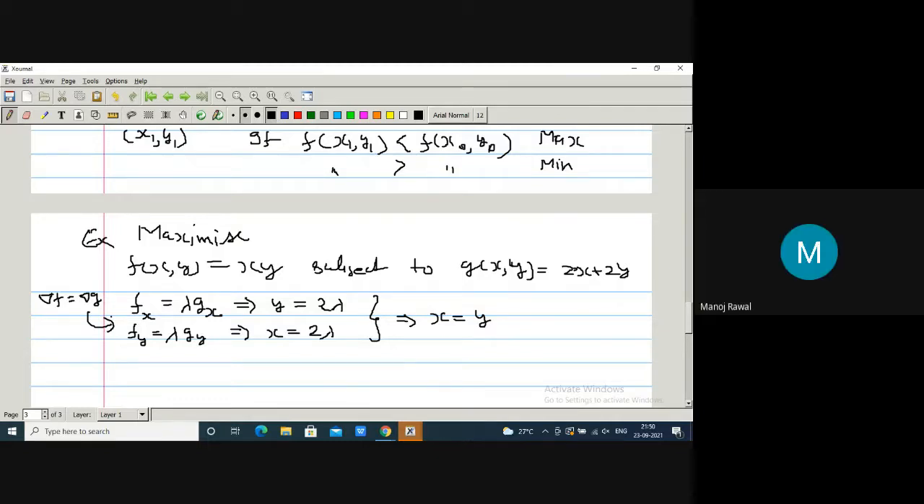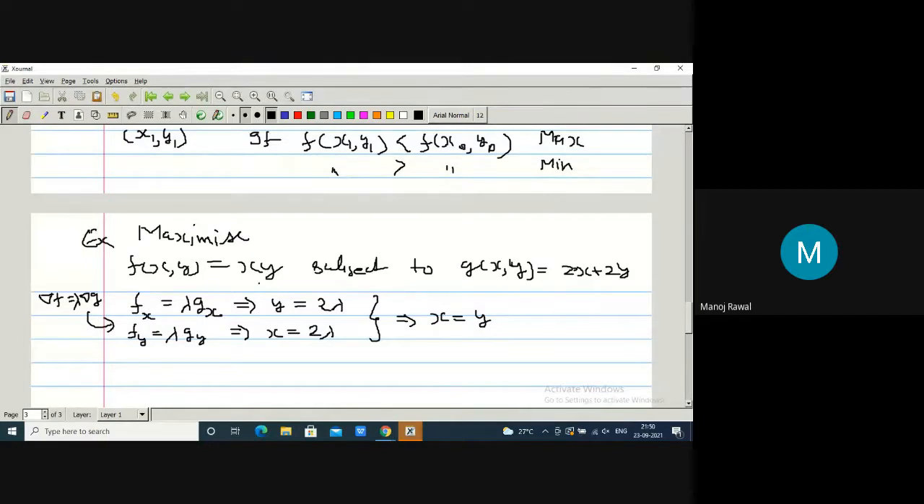Okay. So what I am saying is that after applying the Lagrange multiplier, what does it say? Del f is going to be lambda del g, right? Del f is going to be lambda del g. So the following relation I will get: fx is equal to lambda gx and fy is equal to lambda gy.